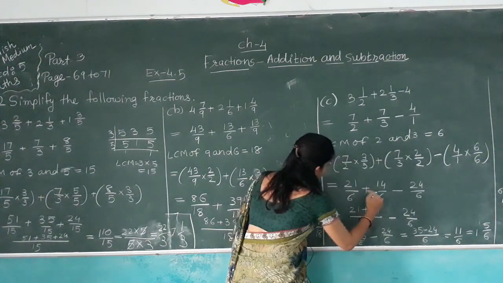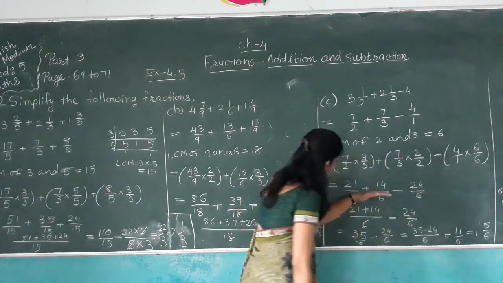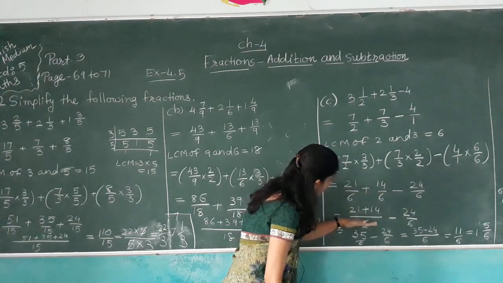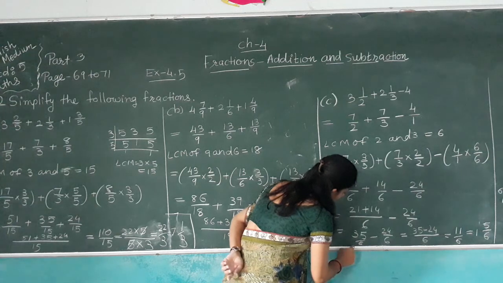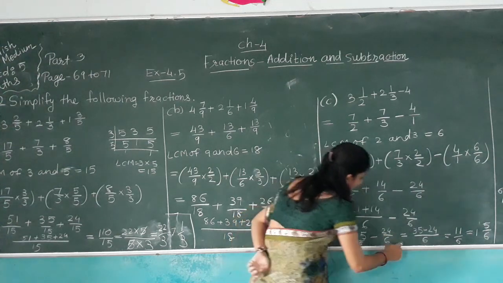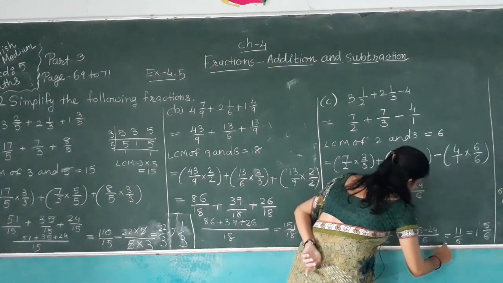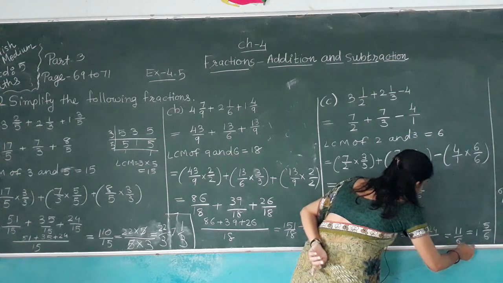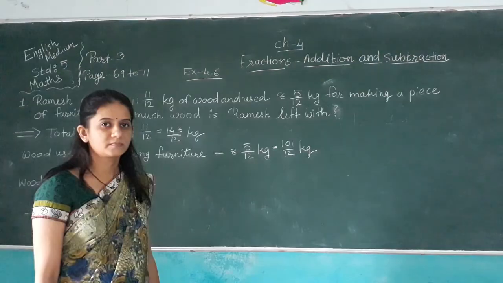21 out of 6 plus 14 out of 6 minus 24 out of 6. First we take the addition, then you minus. 35 out of 6 minus 24 out of 6 is equal to 35 minus 24 out of 6 is equal to 11 out of 6. This improper fraction convert into mixed fraction. We get answer 1 5 out of 6.